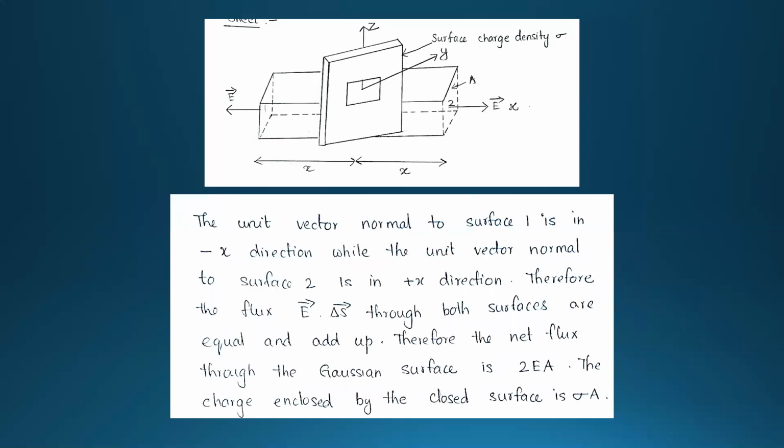Now, if you come to the point, the unit vector normal to surface 1 is in the minus x direction, while the unit vector normal to surface 2 is in the plus x direction. Therefore, the flux E bar dot delta S bar through both surfaces are equal and add up.